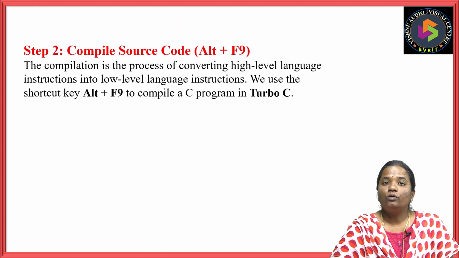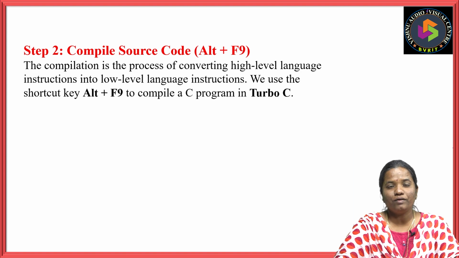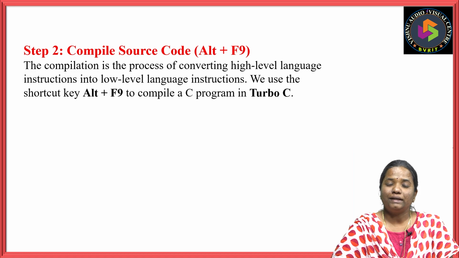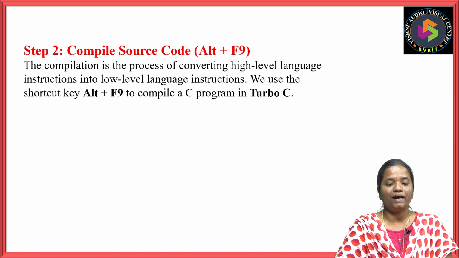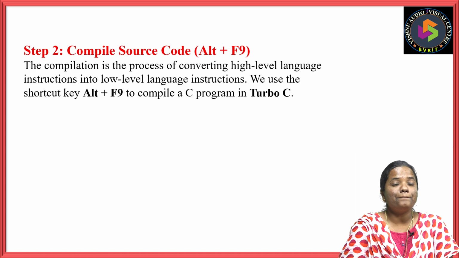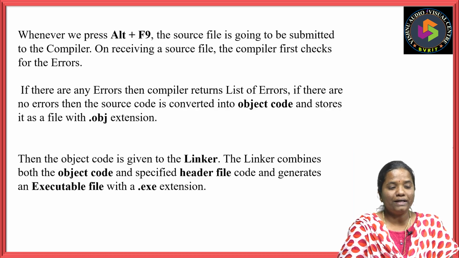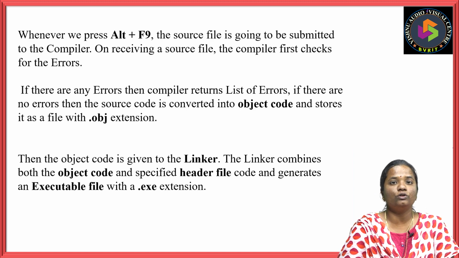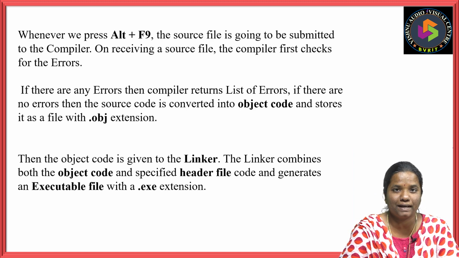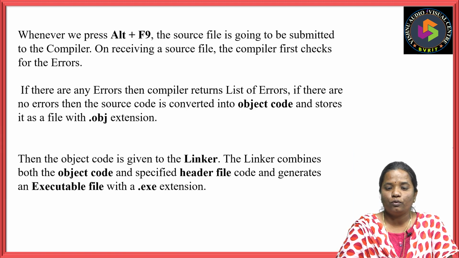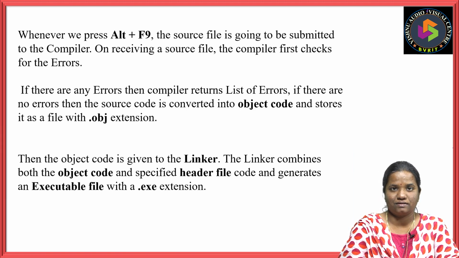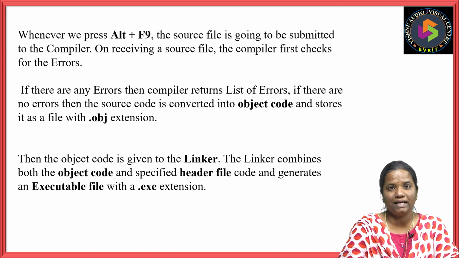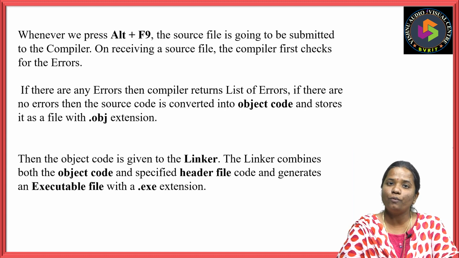Step 2 is to compile our source code. Whenever we are willing to compile our source code, we have to type Alt F9. So how does it happen? Whenever we press Alt F9, the source file is submitted to the compiler. On receiving the source file, the compiler first checks for errors. If the compiler finds any error, it displays the list of errors.